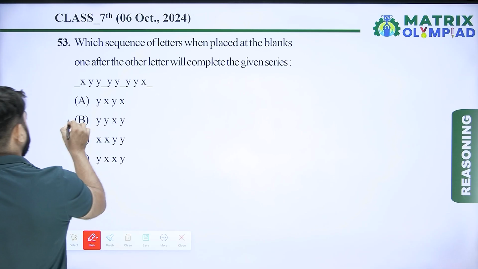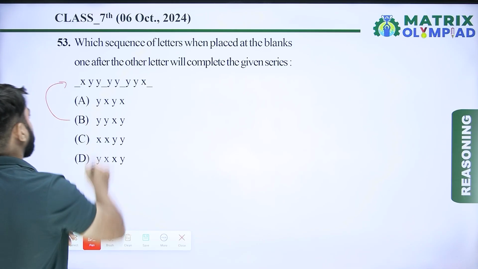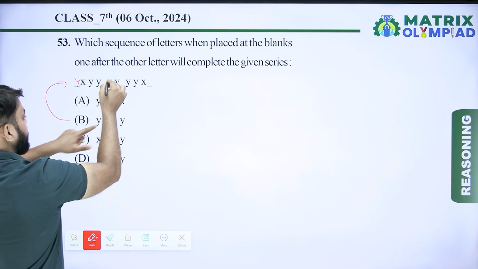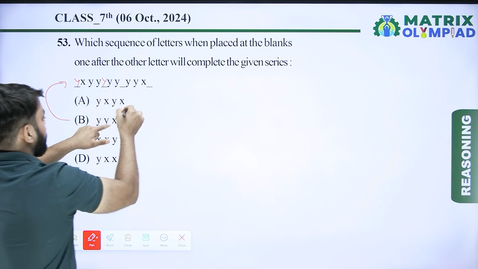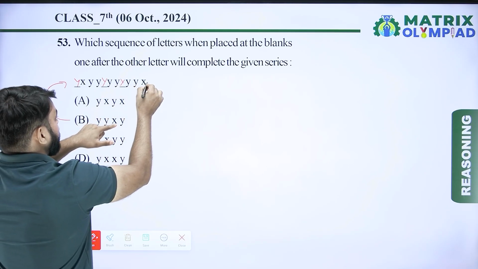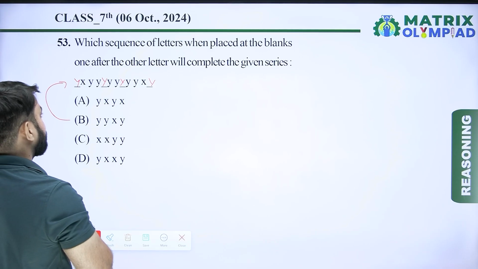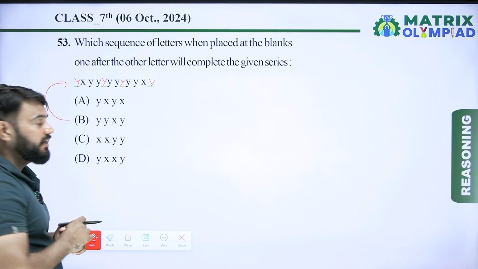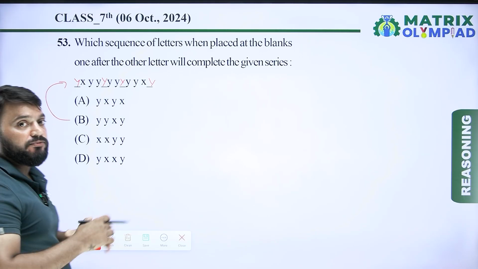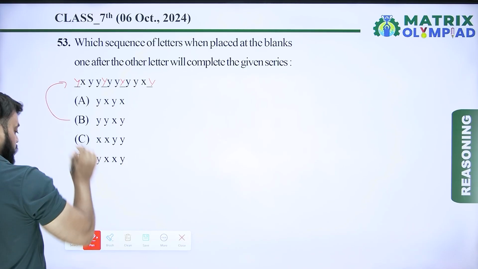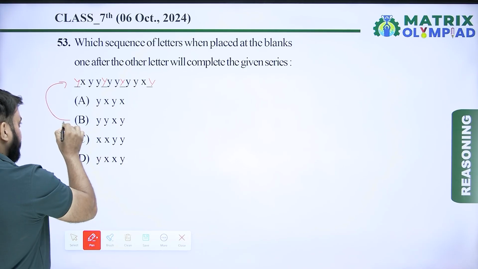Now taking option B. According to option B, first blank means Y, second blank also Y, third blank means X, and fourth blank means Y. So Y, X, Y, Y, Y, Y, Y, X, Y, Y, X, Y. So no defined pattern is found from option B. So option B is also an incorrect option.